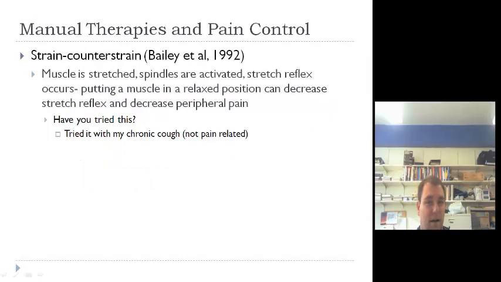Manual therapies that we were introduced to, maybe in undergrad, but definitely this summer. Strain counterstrain technique. Bailey 92 had a study about this: muscle being stretched, spindles are activated, stretch reflex occurs. Putting a muscle in a relaxed position can decrease the stretch reflex and therefore decrease peripheral pain. Have you tried this? I have tried this.